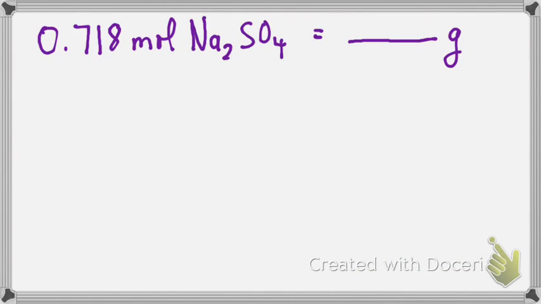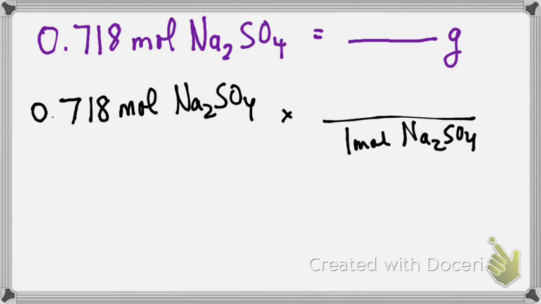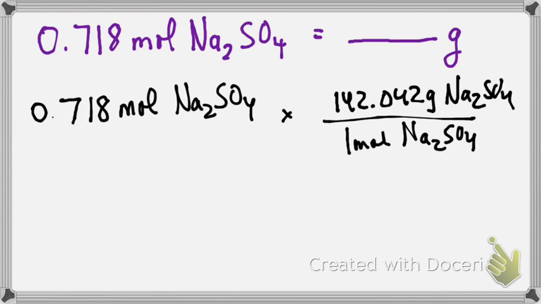All right, so now we want to convert moles to grams. Again, we're going to start with what we know. We have 0.718 moles of sodium sulfate. 1 mole of sodium sulfate is 142.042 grams of sodium sulfate. Of course, we get that from the periodic table.